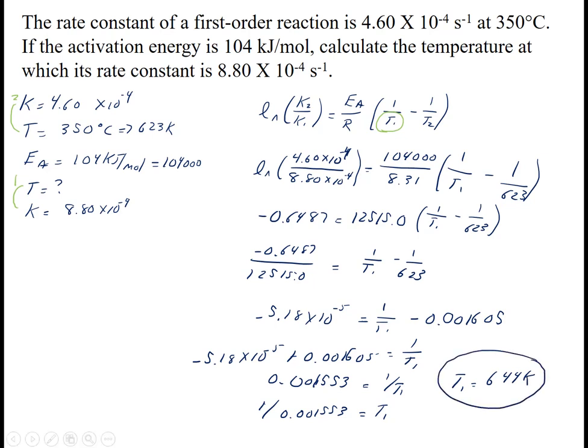Does this make sense? Okay, so if I look at my K's, my rate constants increased, so I expect an increase in my temperatures, and it did. It went from 623 to 644. Now this one doesn't specify the units. It could ask you in degrees Celsius, at which point I would just subtract out the 273 from the 644. And that is the end of this video.